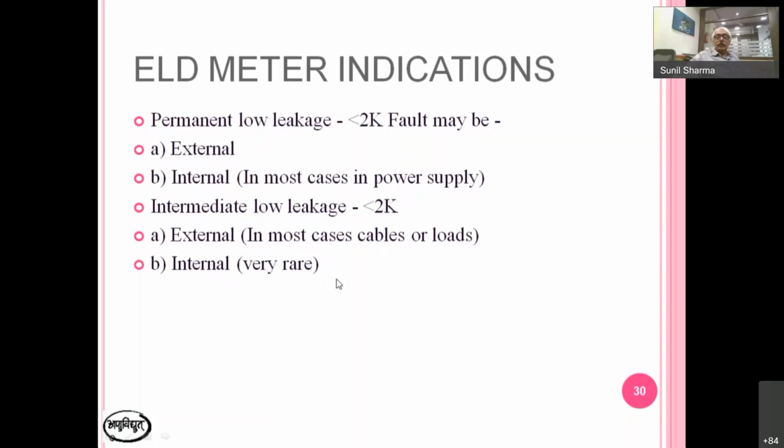It may be internal, but it is a very rare case. It may lie only in the circuitry or SSI or ES, but that is very rare. So forget about it; it is always external. This type of fault is external.